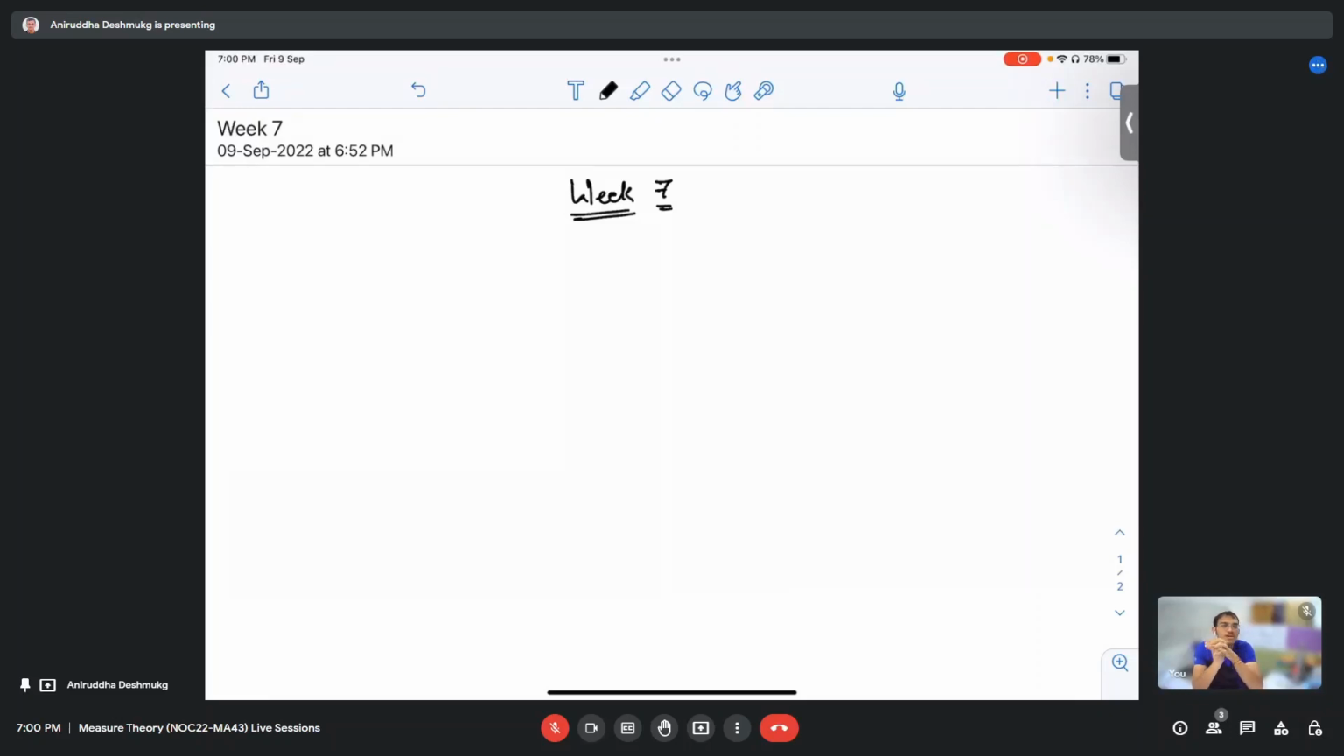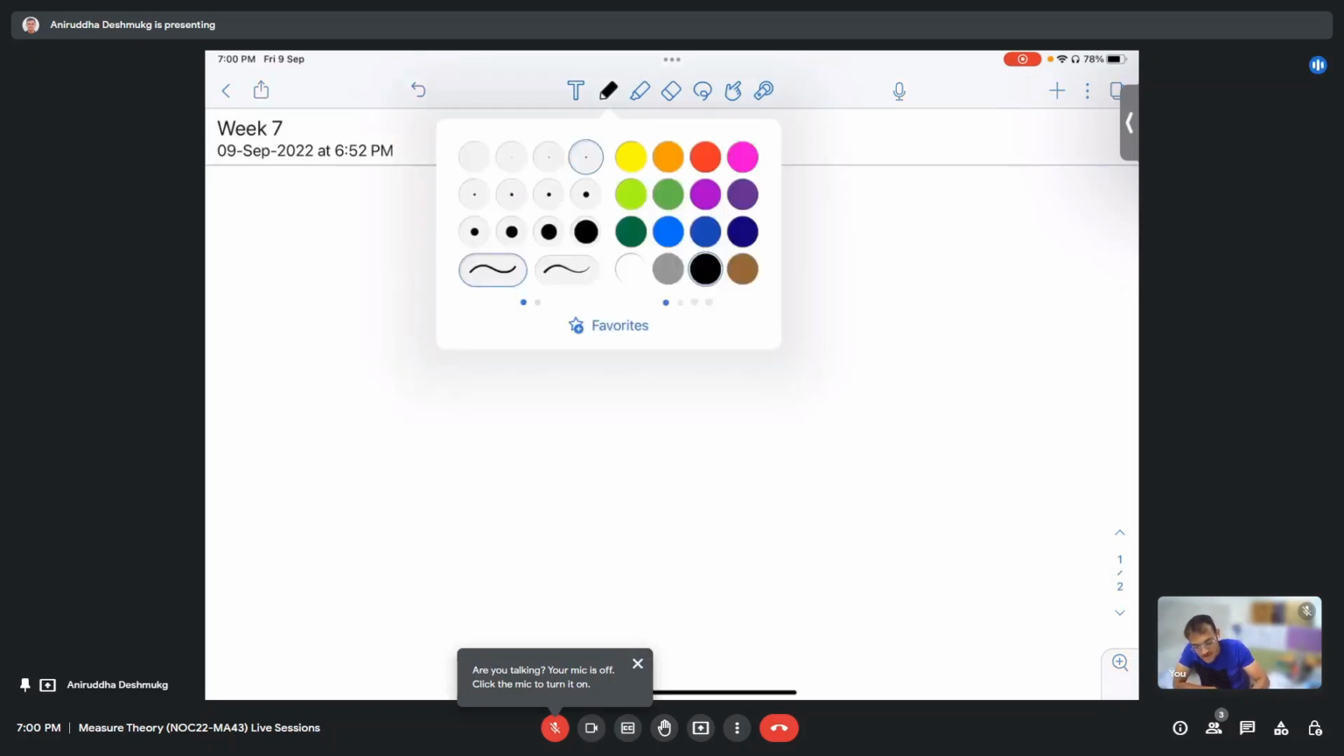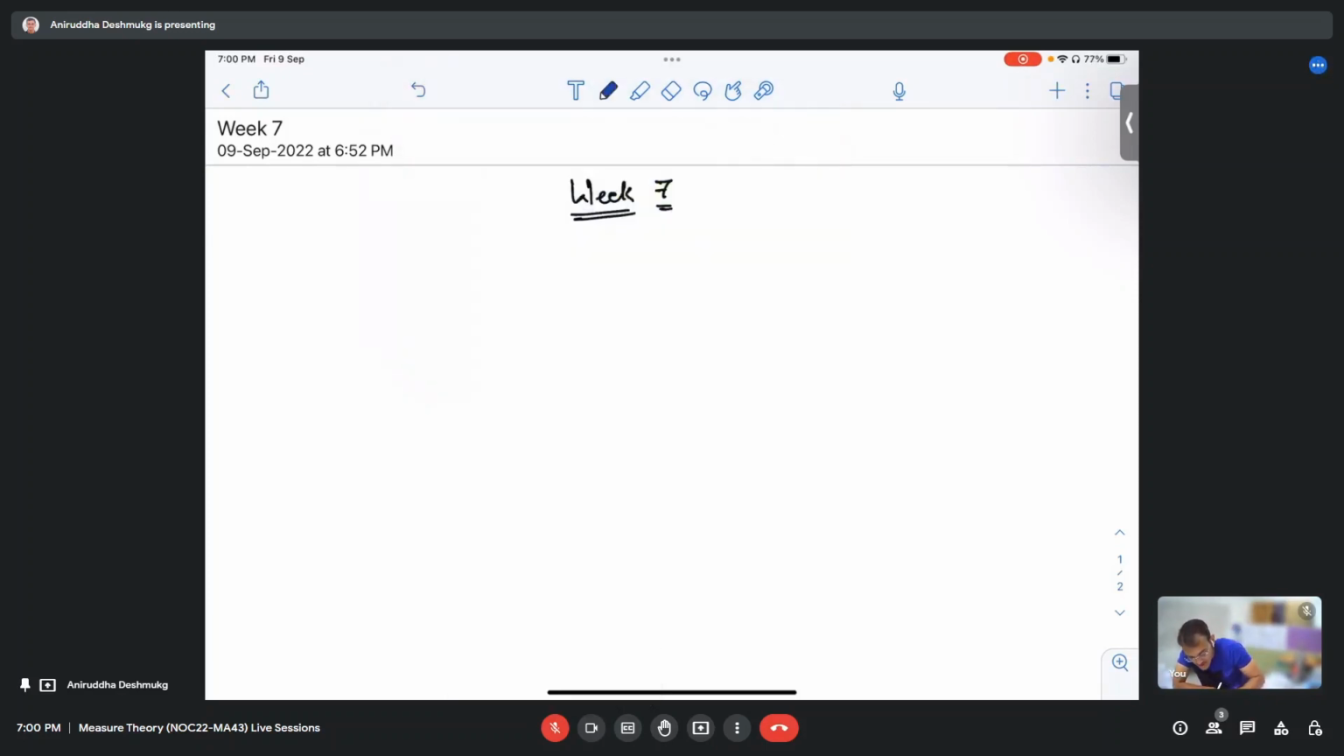Hello everyone, I am Aniruddha from IIT Indore and today we are meeting for the week 7 discussion on the NPTEL course on measure and integration. This week we have seen how to define the integral of a non-negative simple measurable function and for non-negative measurable functions. So let me just write it down.